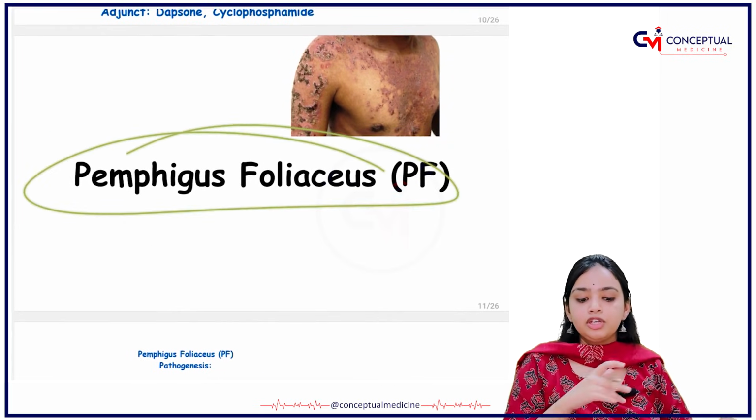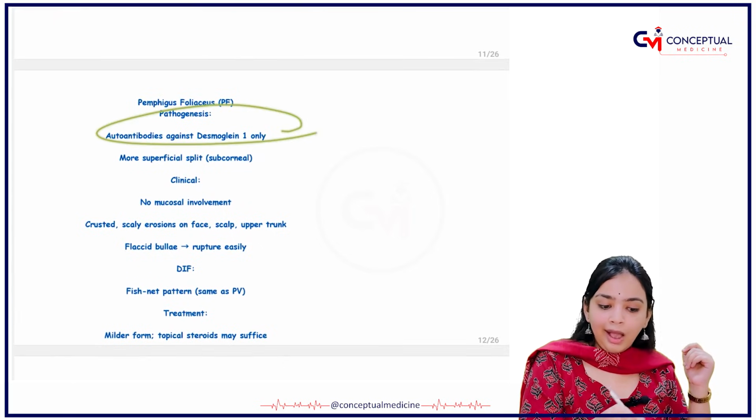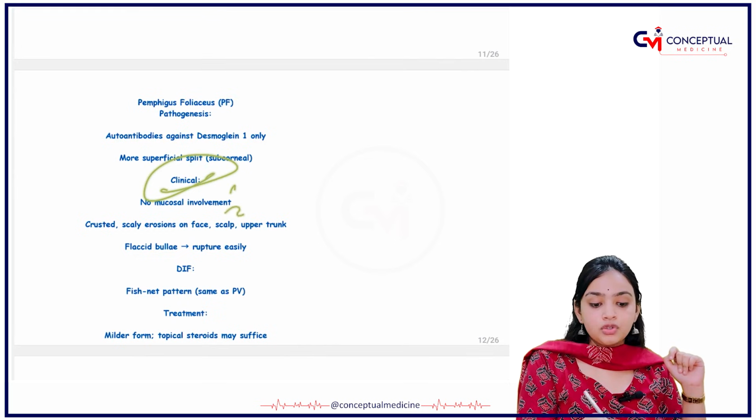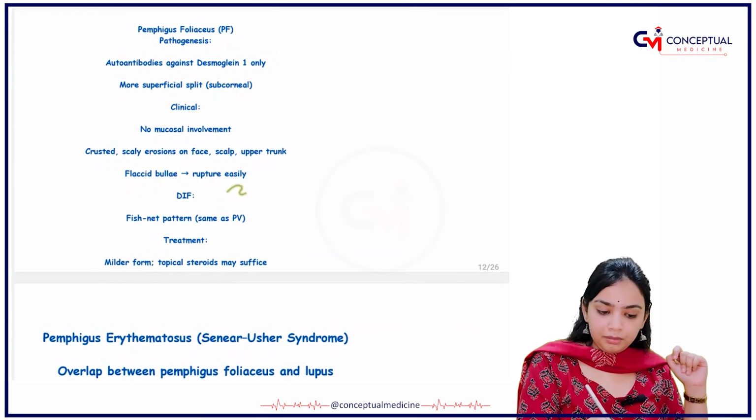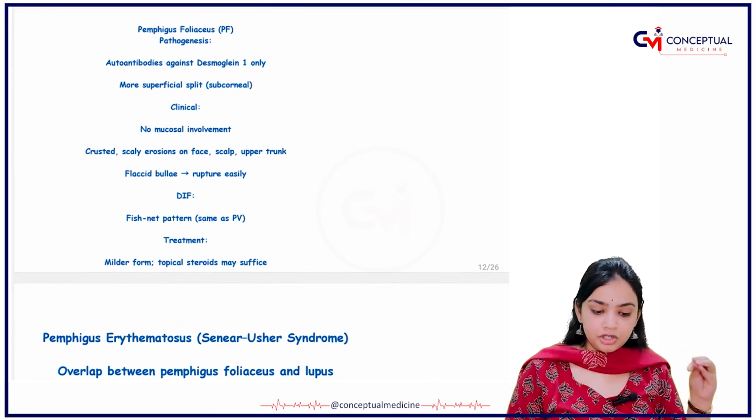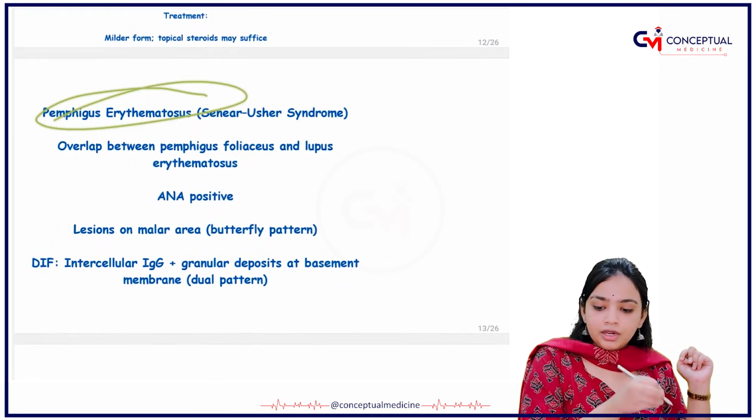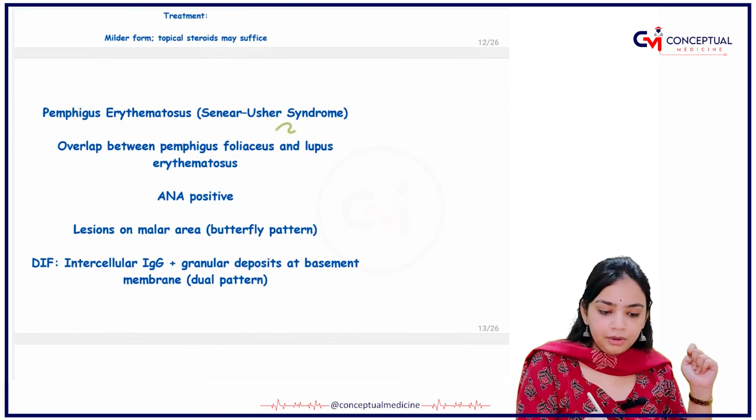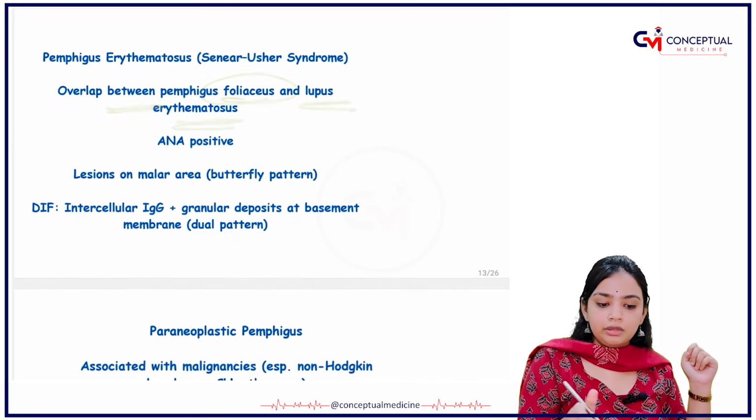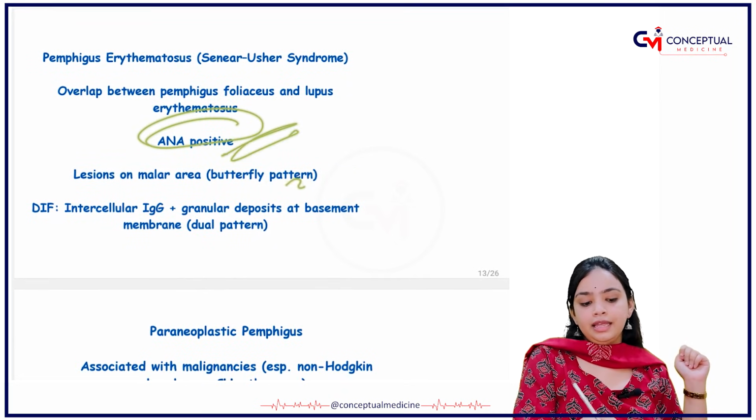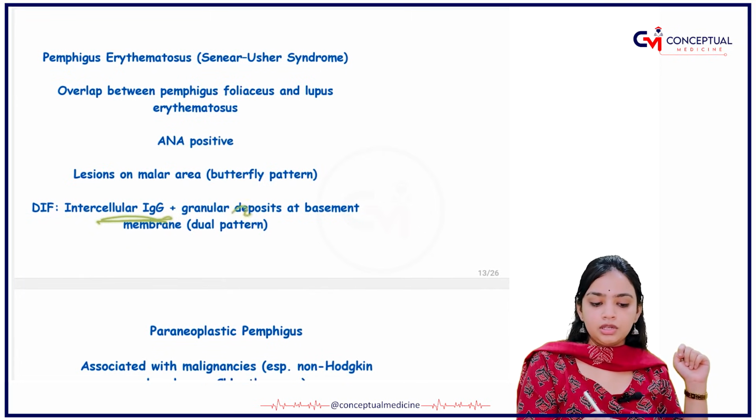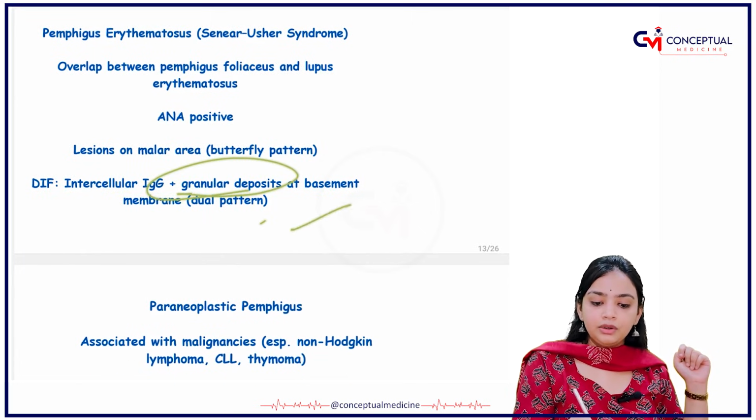In Pemphigus foliaceus, what you need to remember is that you have autoantibodies against Desmoglein 1. In the clinical features, there is no mucosal involvement, and there is a fishnet pattern that you will be able to appreciate. In Pemphigus erythematosus, what you need to remember is there is overlap between Pemphigus foliaceus and lupus erythematosus, and there is ANA positivity. In the direct immunofluorescence, you are able to see intercellular IgG and granular deposits at the basement membrane.